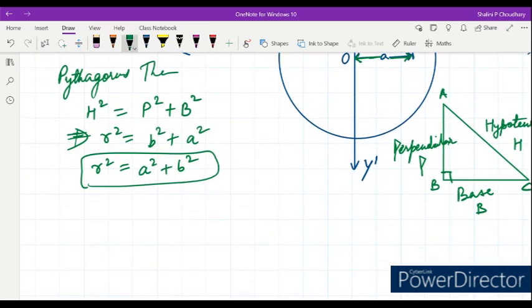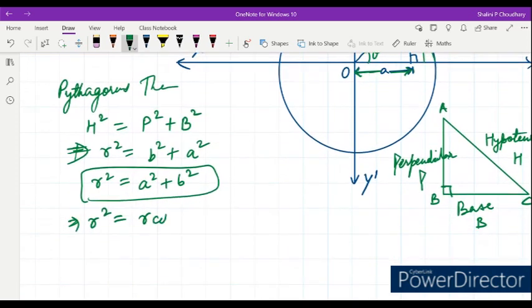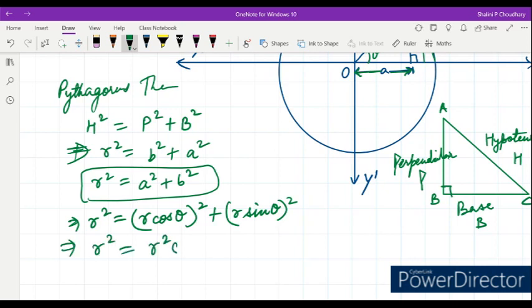So r square will be equal to, a is equal to r cos theta whole square and b is equal to r sine theta whole square, right? Now r square will be equal to r square cos square theta plus r square sine square theta, right?